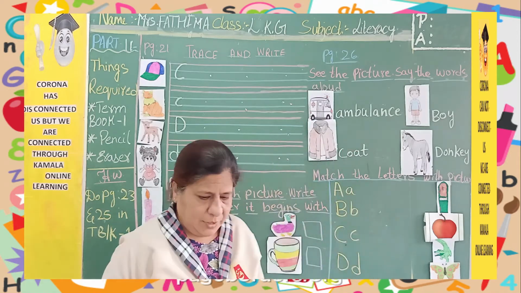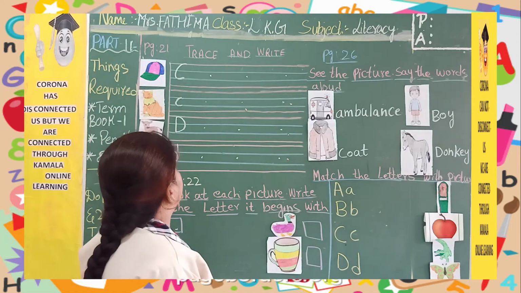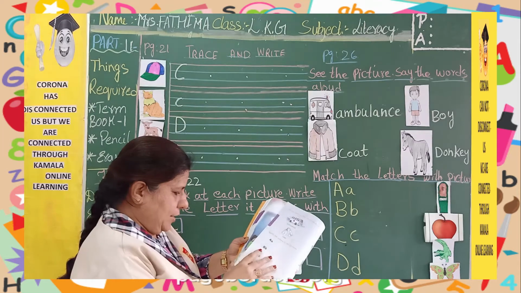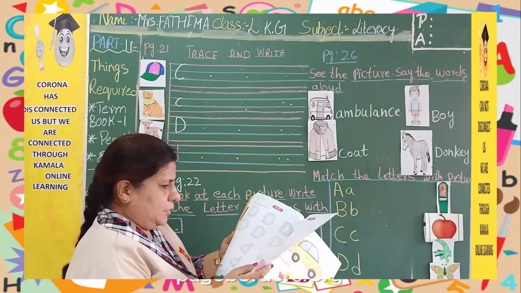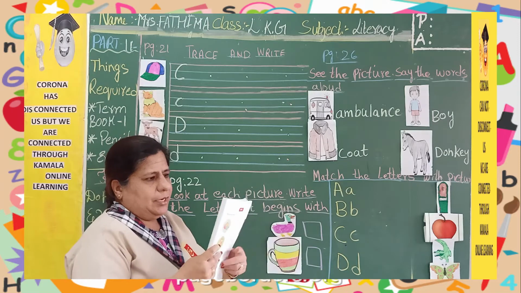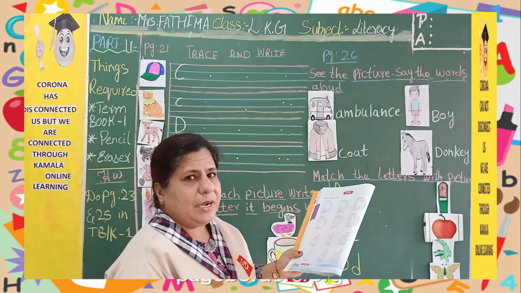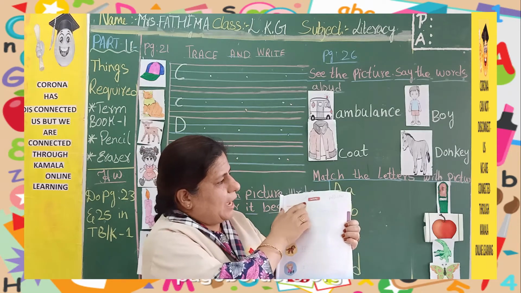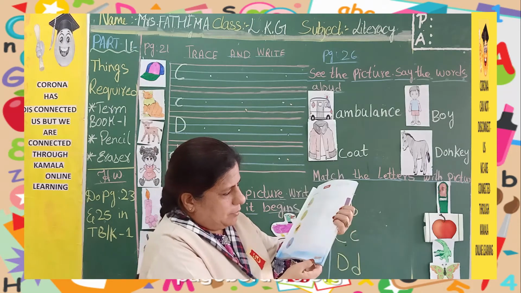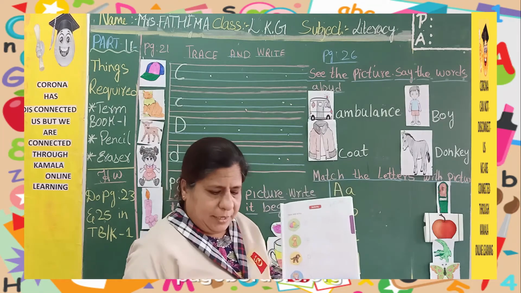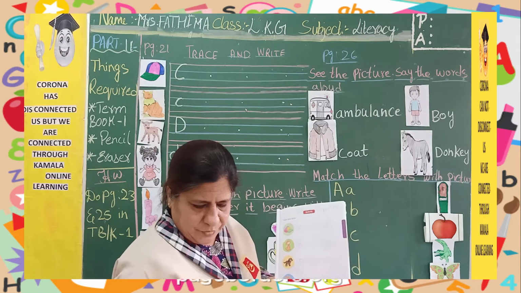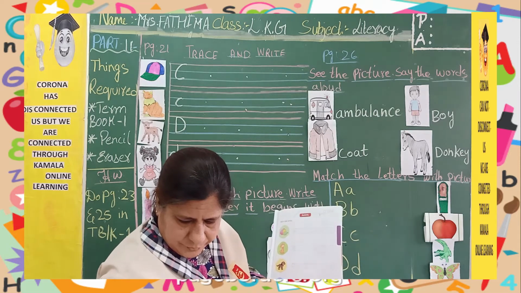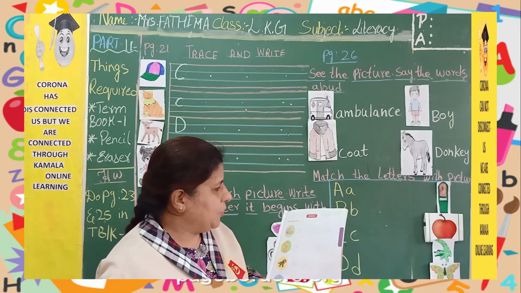Now you all open your page number 21. Page number 21, trace and write. Take your term book in your hand. Till page number 20 we completed in part 10. This is part 11. Page number 21, activity, trace and write. Look at the board. Take the pencil in your hand. Come on, take the pencil. Take out page number 21.